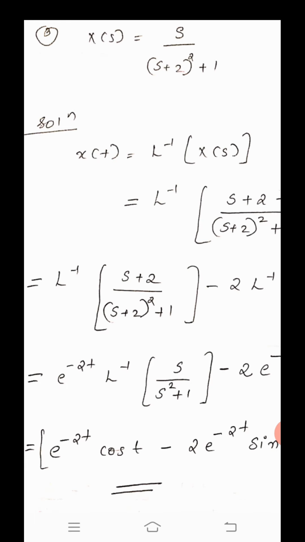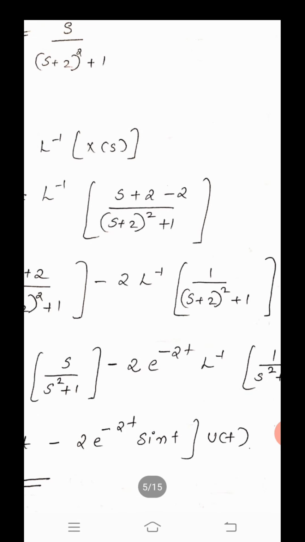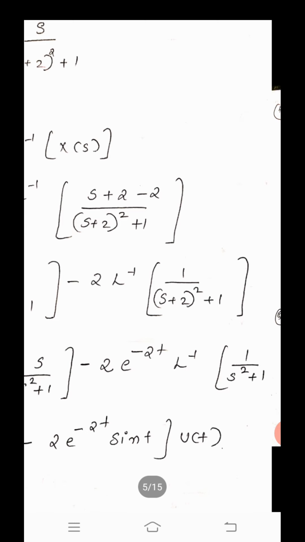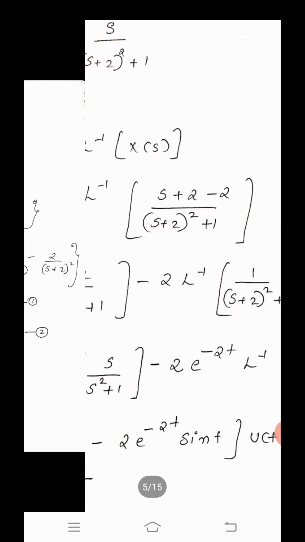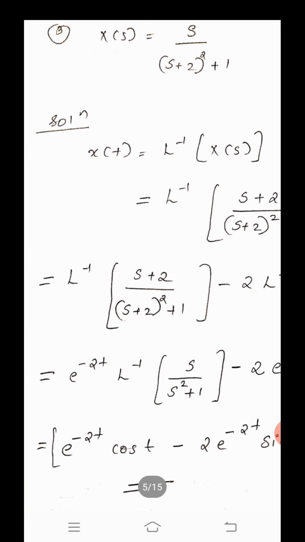So e raised to minus 2t times the inverse Laplace transform of s by s square plus 1, minus 2 into, again in the second term also there is an s plus 2 whole square term in the denominator, so it will also contribute to the e raised to minus 2t term, inverse Laplace transform of 1 by s square plus 1. Next step, we need to find the inverse Laplace transform of s by s square plus 1.